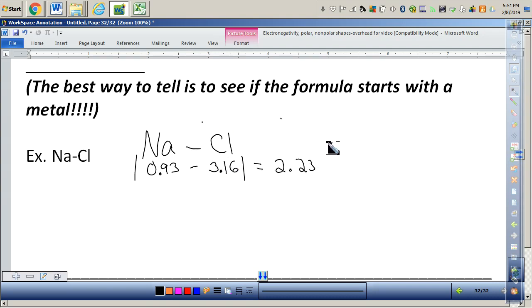And what we determined in part 1 of the notes is that an ionic bond has a value between 1.7 and 3.3. And our value, the 2.23, falls within that range. So it's probably an ionic bond. Of course, there are exceptions, so the best way is just to still look for that metal. And because sodium is a metal, we know for sure that this is an ionic bond.